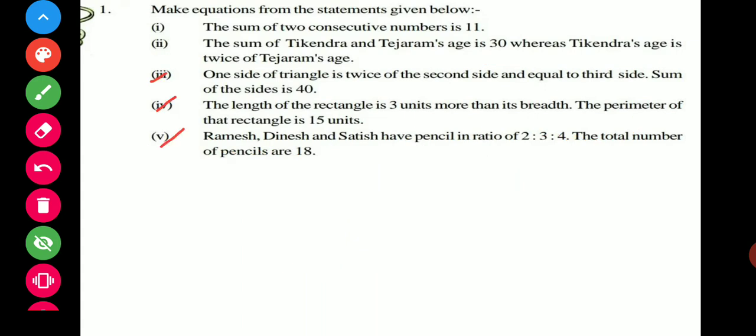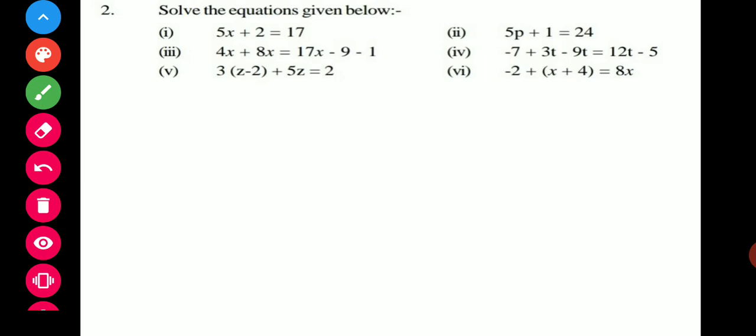Now third, fourth and fifth, these three questions are for your homework. So you can do them at home. I will go on to the next question. So come to the next question, that is the second question. It is given here.